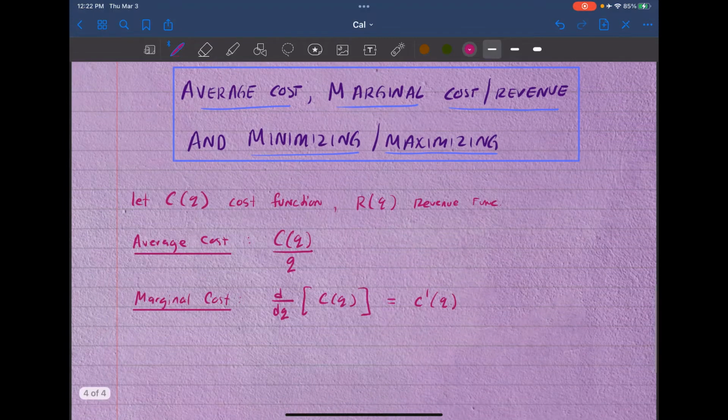Well, then what is profit? Well, profit, we're going to define that as the function P of Q, which will simply be the revenue function minus the cost function. So that's the formula we're going to use for profit. So knowing these ideas, let's see if we can do a few problems.